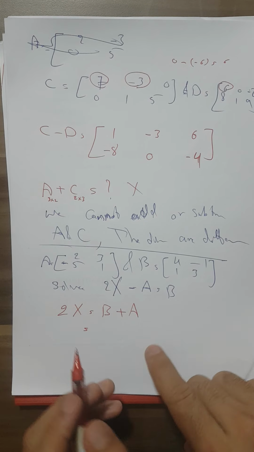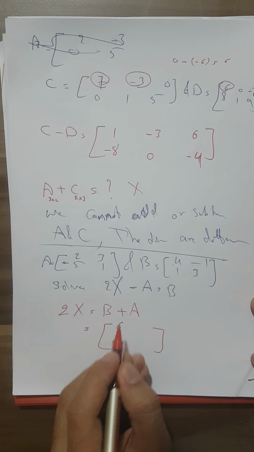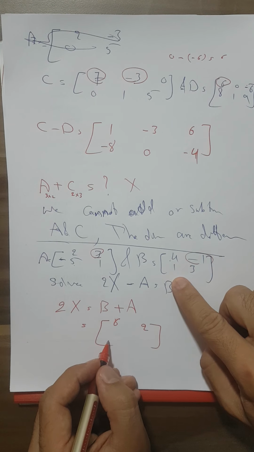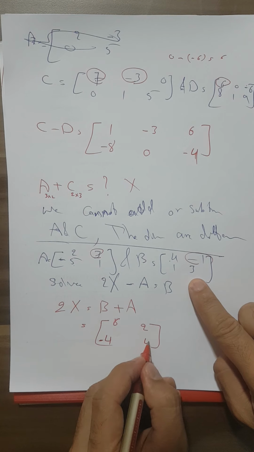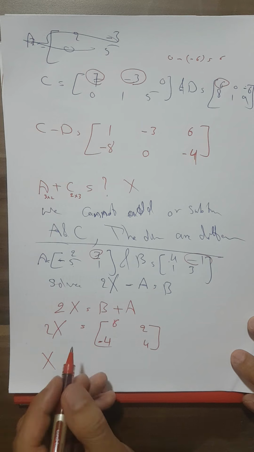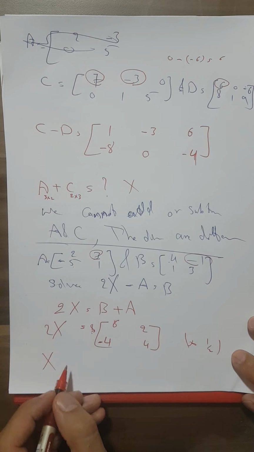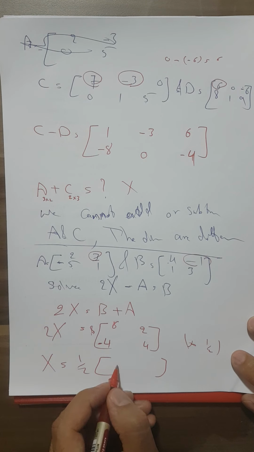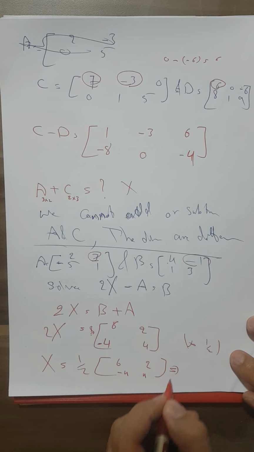And I know how to add two matrices. It's easy. So 2 plus 6, 3, 2, minus 5, 1 is equal to 4, minus 4, 1, 3, 4. Now we have 2X is equal to this matrix. How about X? We divide all parts, or we multiply by 1 over 2. So I take 1 over 2 times this matrix, and this will be X.